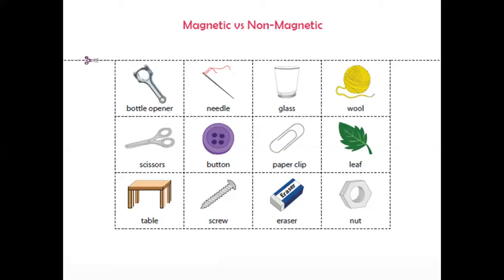So whatever is attracted by a magnet is called a magnetic substance, and whatever is not attracted by the magnet is called a non-magnetic substance. And from the examples, you must be clear about what is a magnetic and what is a non-magnetic substance.